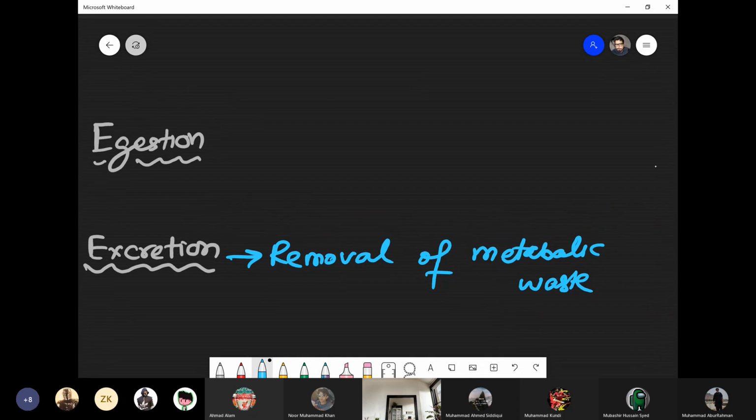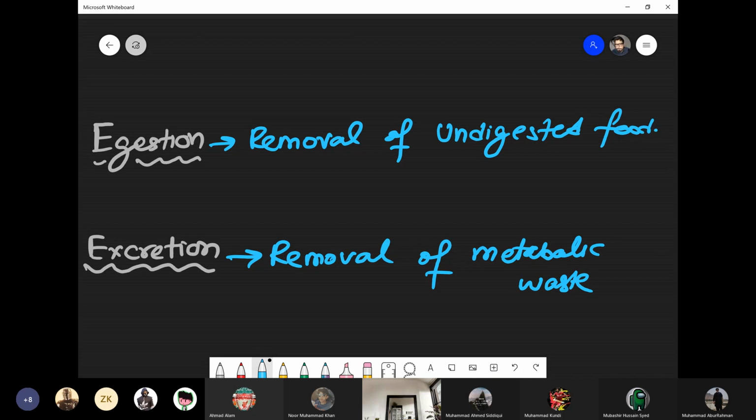While egestion is the removal of undigested food. So let me tell you, boys, very clearly. Whenever you are defecating, whenever the feces is coming out of the anus, that is not excretion, that is called egestion. Is it clear, boys? Yes, sir. So never forget this. Excretion and egestion are totally different things. Excretion is the removal of metabolic waste, while egestion is the removal of undigested food.